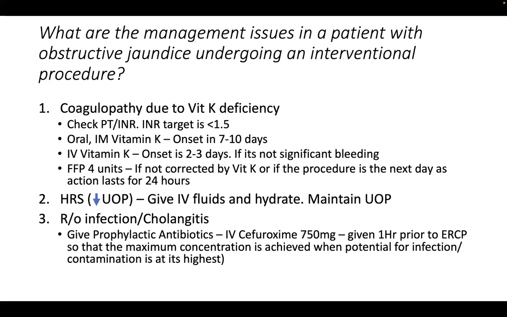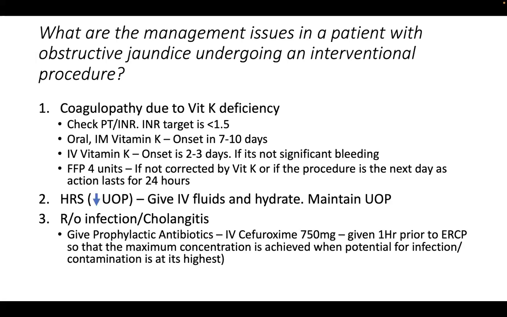Then you have hepatorenal syndrome. That is, there will be decreased urine output. So like I said, you will give IV fluids and hydration, maintain the urine output, and you will give a splanchnic vasoconstrictor like terlipressin. Then you have risk of infection and cholangitis. So here you will actually give prophylactic antibiotics prior to doing the ERCP. So if there is a risk of infection, you give IV cefuroxime 750 milligrams about 1 hour prior to ERCP.